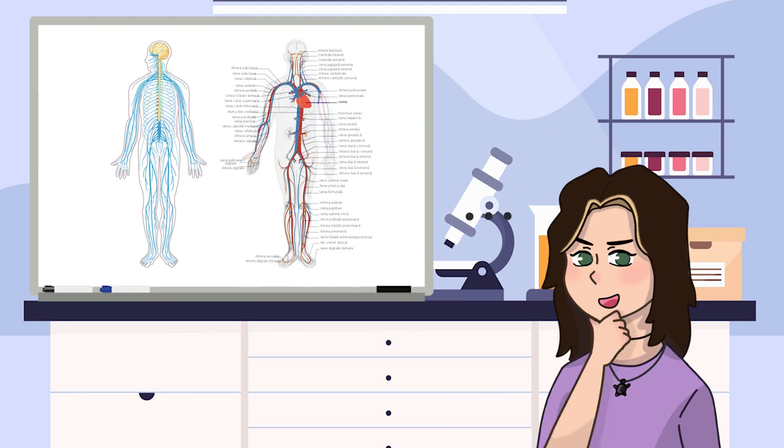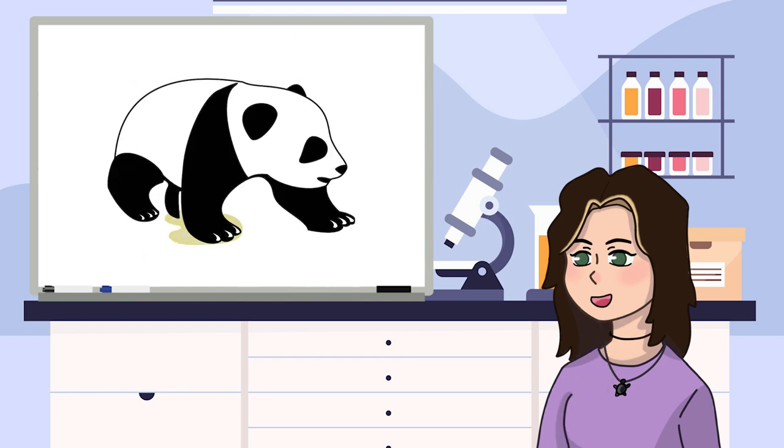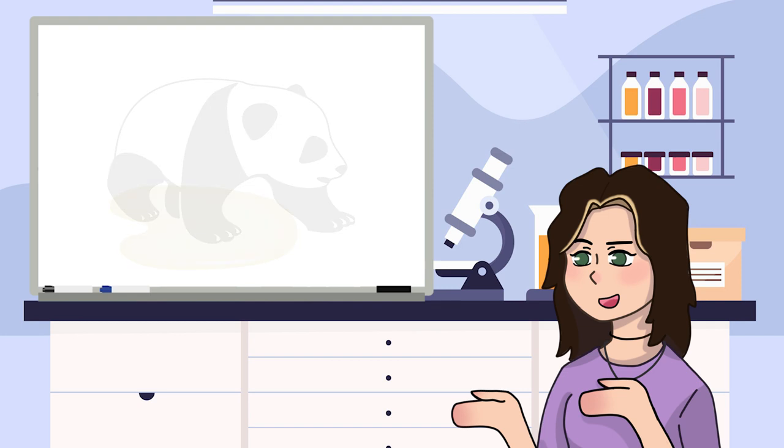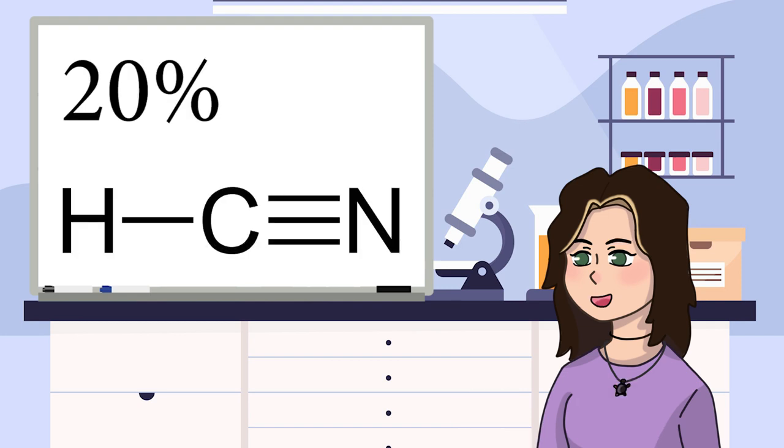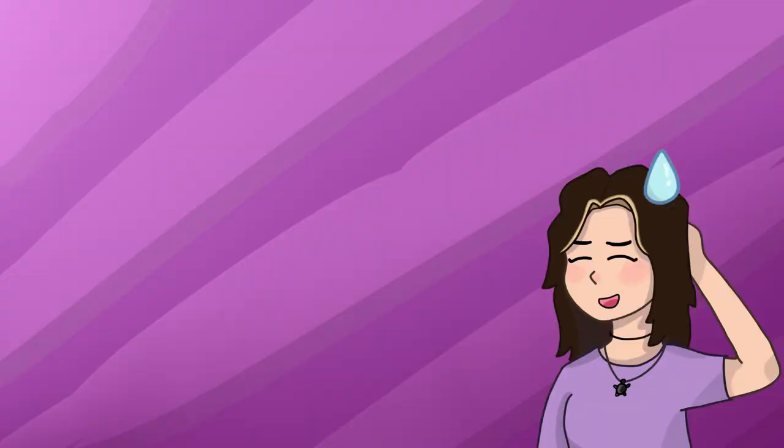So why even change the cyanide into a still toxic chemical? Well, pandas can just pee this new chemical out, and then it's just completely removed from their system. But there's still about 20% of that original cyanide left in the panda's body, but it's a smaller amount that just doesn't bother the pandas. Alright, that's enough science lesson for this.